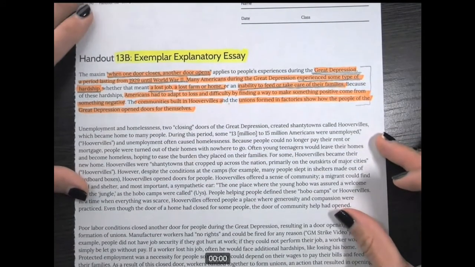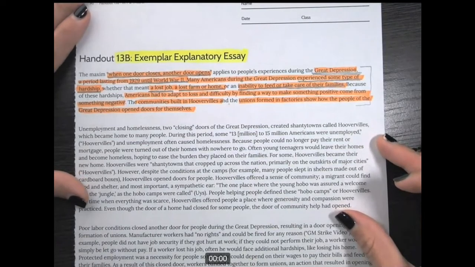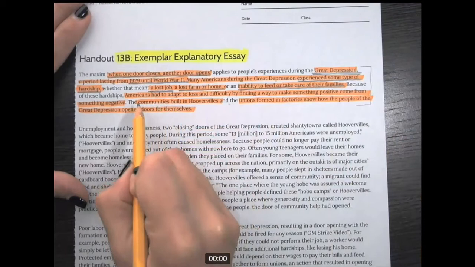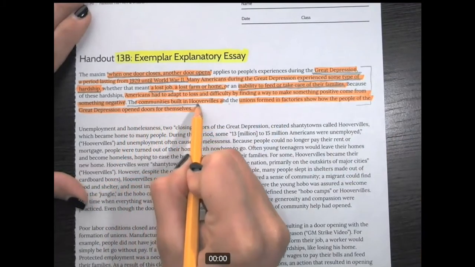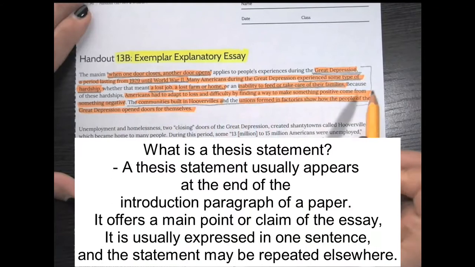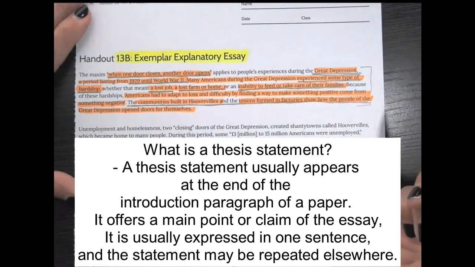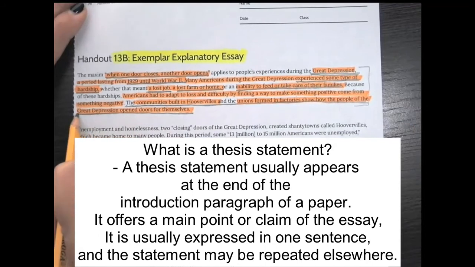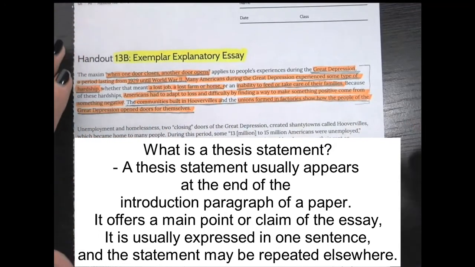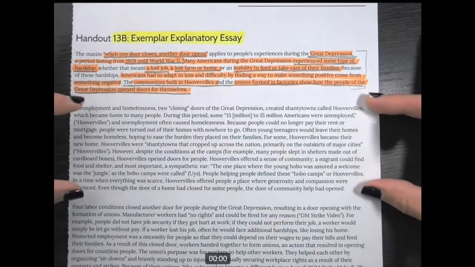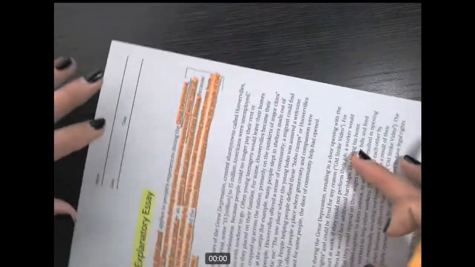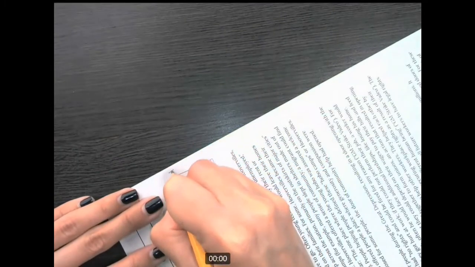So in this introduction, it ties back. This very last sentence is always important because this is going to be our main thesis statement. This is going to be our main idea in this essay, which discusses how people had to find ways to open doors for themselves, turning negatives into positives somehow. So we're going to move on to our first body paragraph. Okay, so I'm going to label this part right here. I'm going to label this introduction.